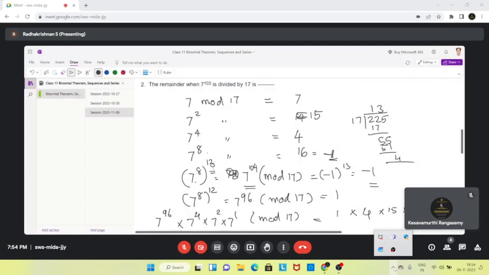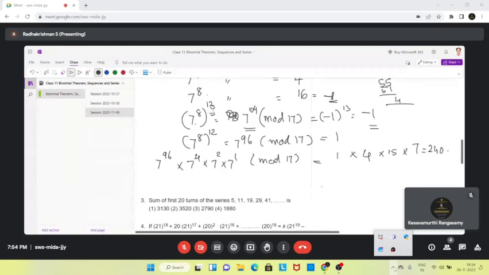So we can do like this. So 240. So 240, now you divide by 17 and write the remainder, that will be the result for this. Okay? So that we can do quite easily, 240 divided by 17. So this is 2. Okay? So this is your 7 power 103. That will be 2. Okay.